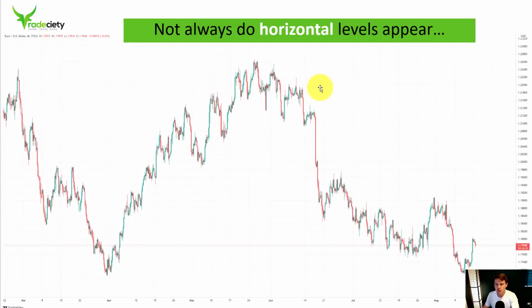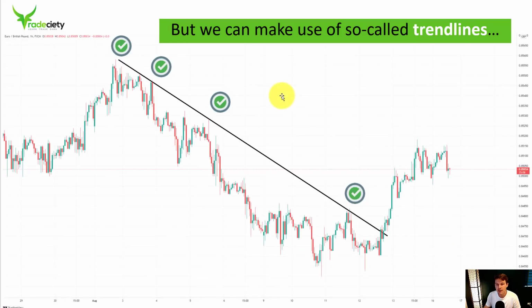And not always do those horizontal levels appear. Sometimes a chart seems to not follow any of those patterns, but we have a different tool in trading, and we can use so-called trend lines. And a trend line is trying to make sense of a trend. So with a trend line, we connect a trending phase. So in this example, you can see the market was going down here, and then we connect the highs in a so-called downtrend. And then we have a trend line.